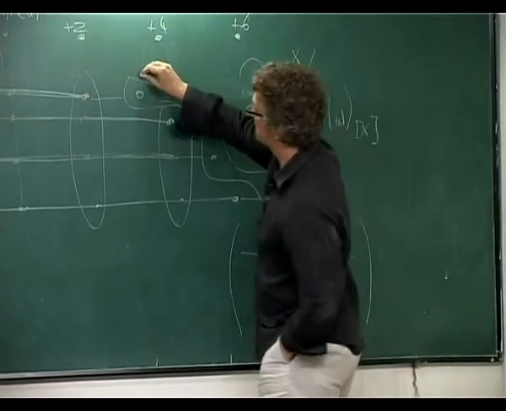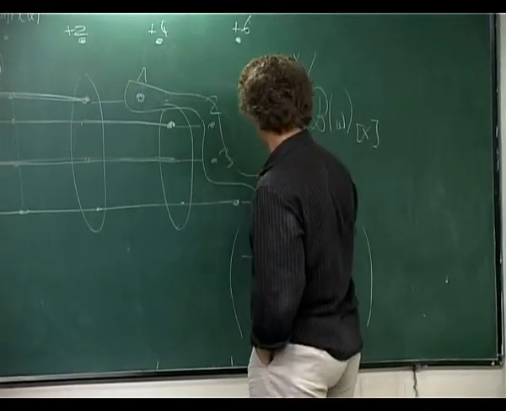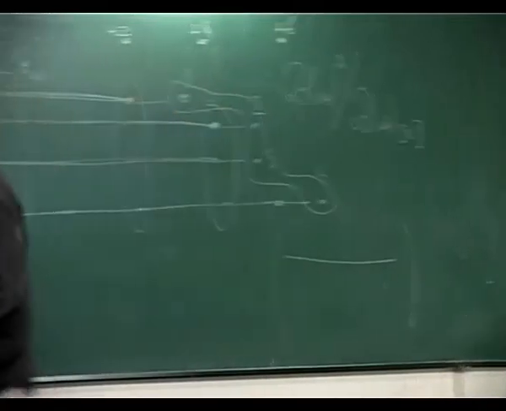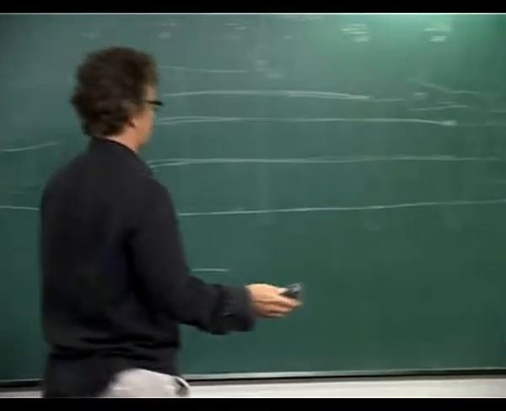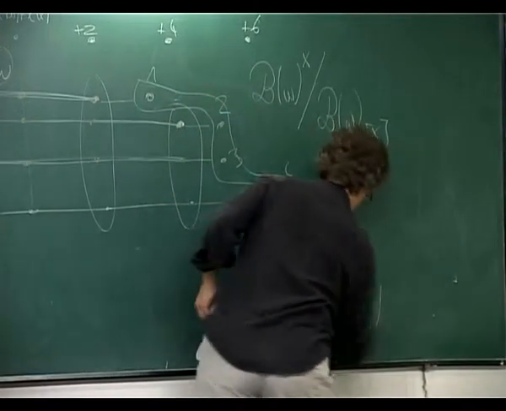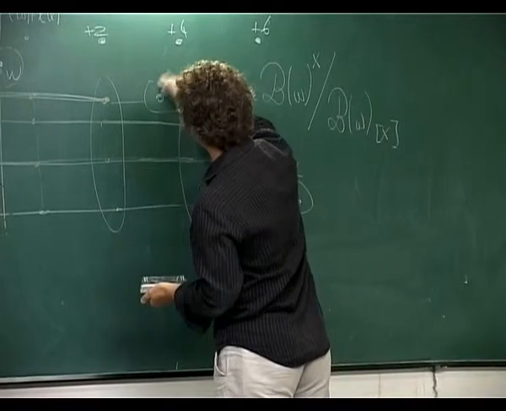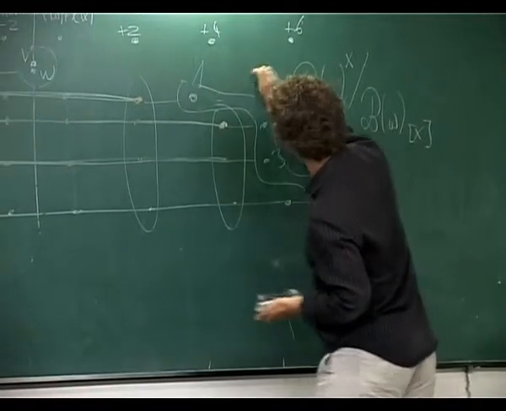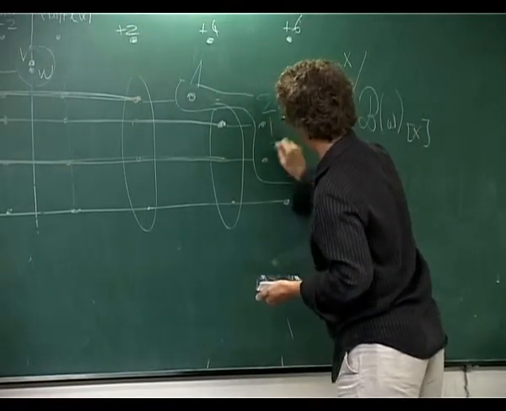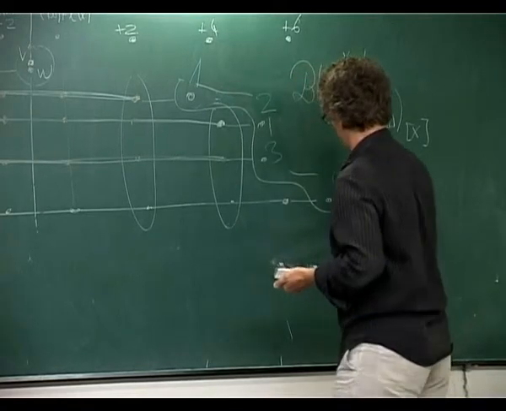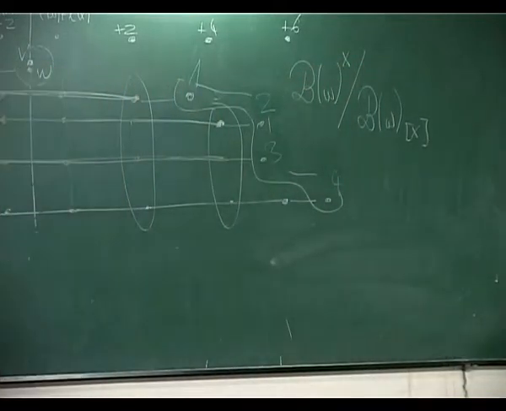So let's call this 1, 2, 3, 4. Let me be a little bit more precise. So you have these 4 basis elements: 1, 2, 3, 4, and A, B, C, D.